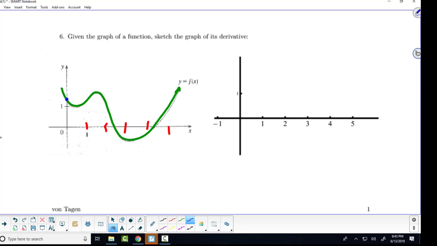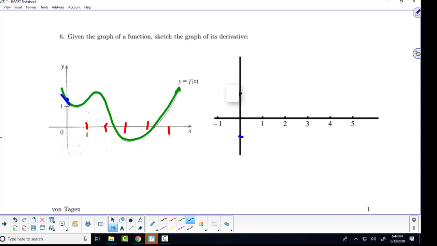At this point right here, if I drew a tangent line, what's the slope of that tangent line? It's negative something, right? I'm not exactly sure, but it's negative something. So at x equals 0, the derivative should have some negative value. Okay? Pretend there's no scale on that.